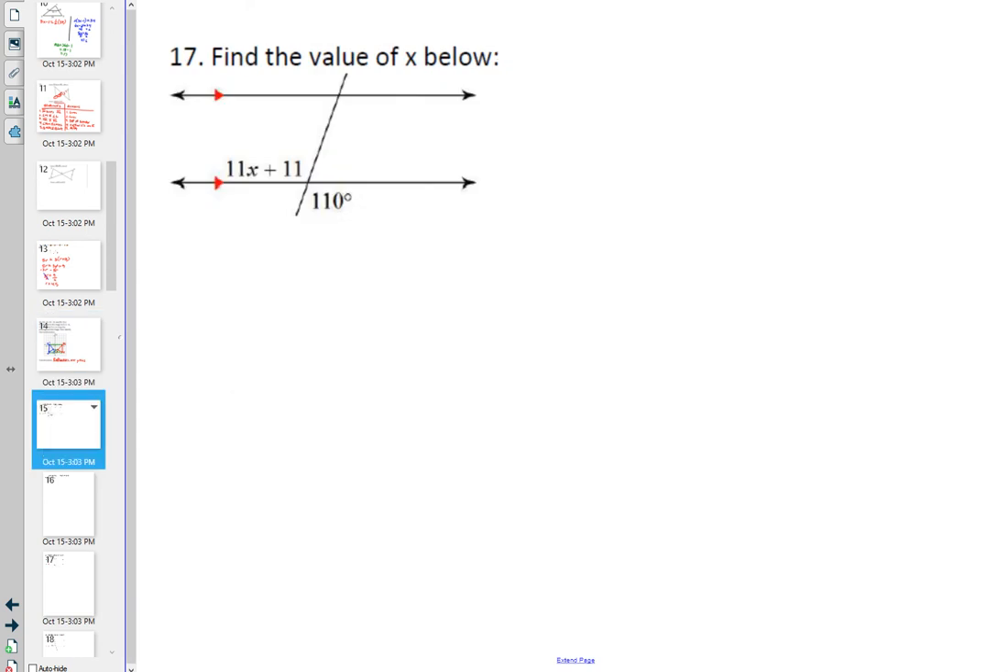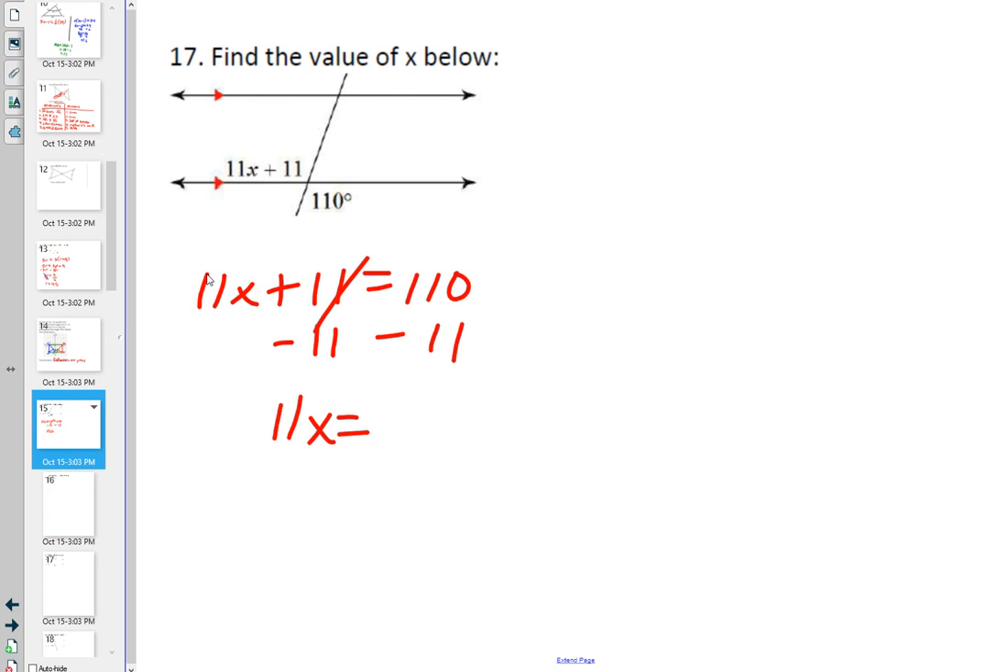What type of angles are those? Vertical angles. The vertical angles are congruent. 11x plus 11 is equal to 110. Minus 11, minus 11. 11x is equal to 99. And then you are correct. That x is 9.